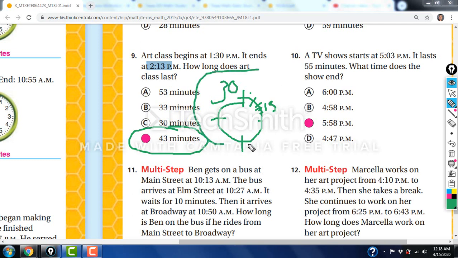I need to see a visual. Some of you may be able to do it with mental math. I like to do a visual. It's just easier for me.